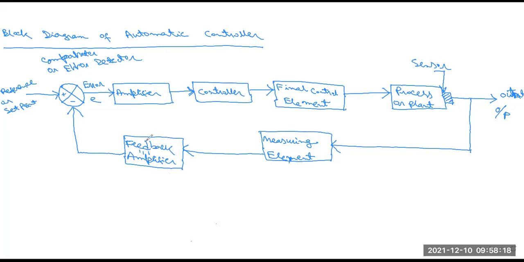which is connected across to the set point. So this is basically the closed loop control system, and this is the block diagram of the automatic controller.